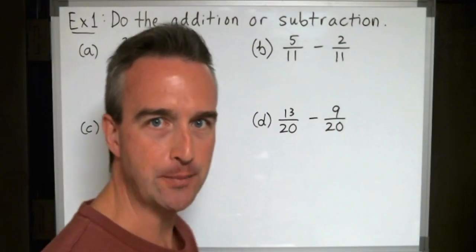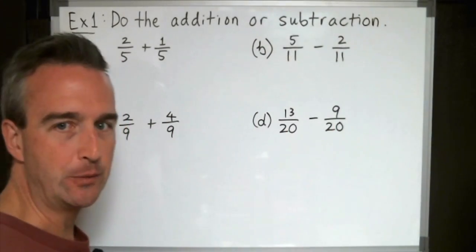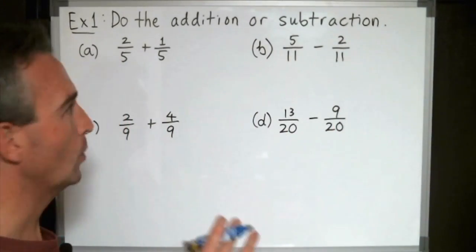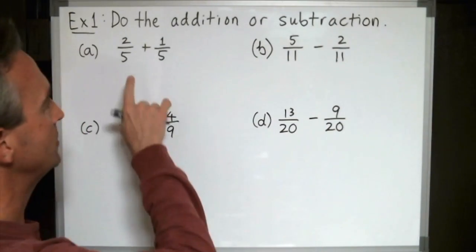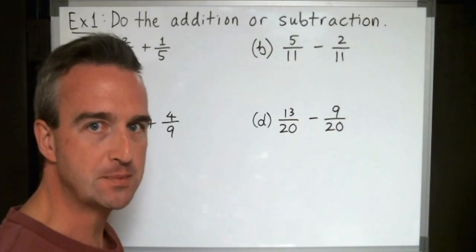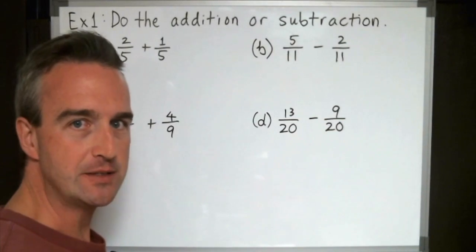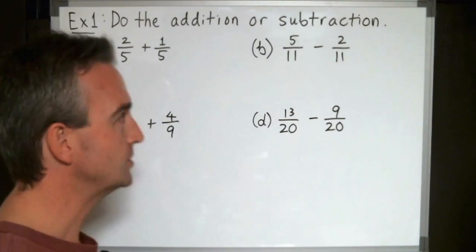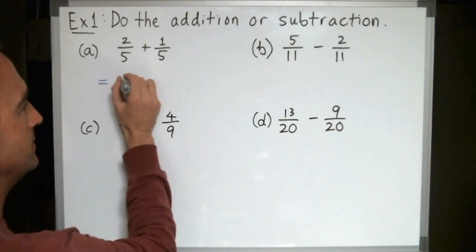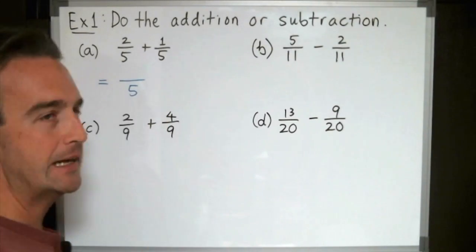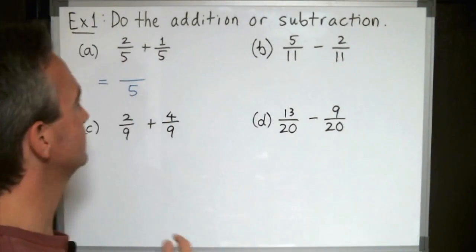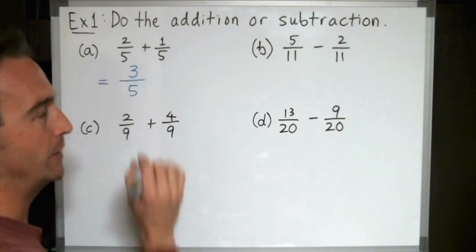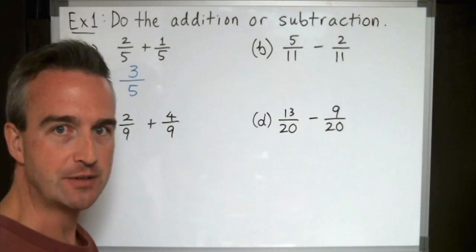Let's look at this first example. First one here, we've got 2/5 plus 1/5. So to add fractions, the rule is the two denominators must be the same. Here the denominators are both 5, so we can add these two fractions. The answer is, it has the same denominator, but we add the two tops, we add the numerators. 2 plus 1 is 3. Okay, and that's our answer.